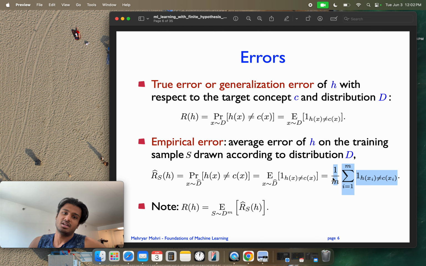It's just the empirical average. And now from the linearity of expectation, we can say that the expectation over all samples of size m from this distribution, the expectation of the empirical risk is the real true risk. And again, we don't really know D, so we cannot really calculate this, but this is something to keep in mind: that this quantity R hat, the empirical risk, in expectation is equal to the real risk.